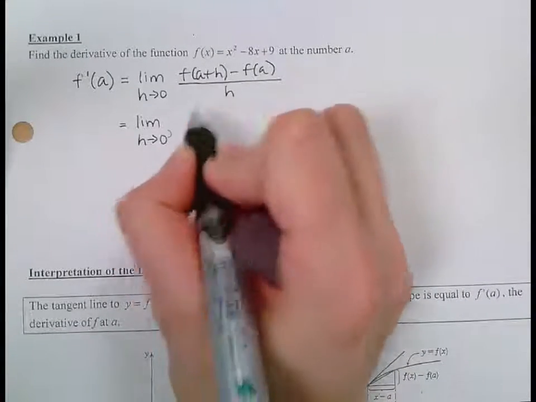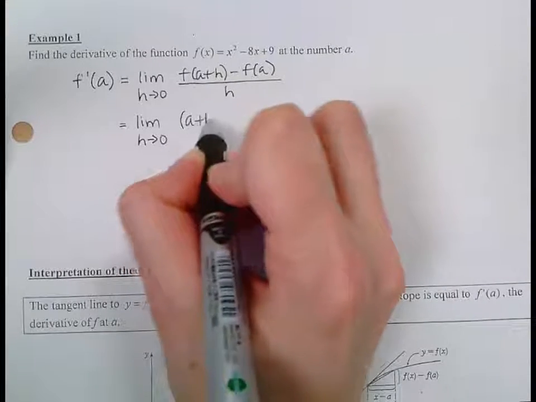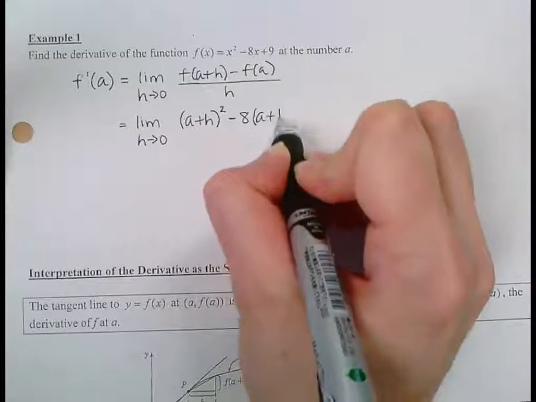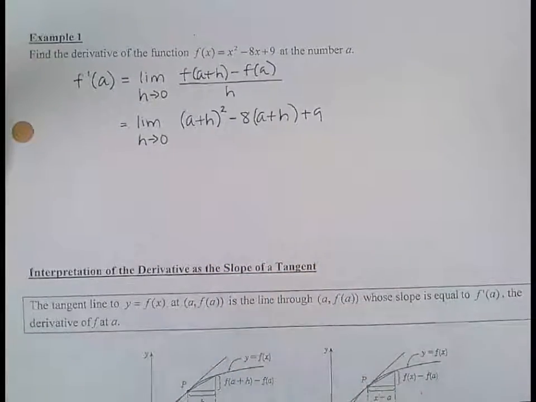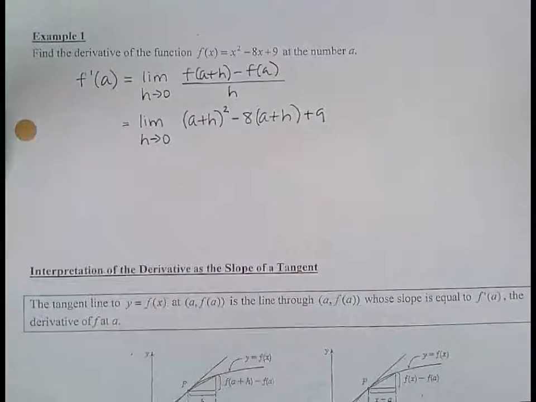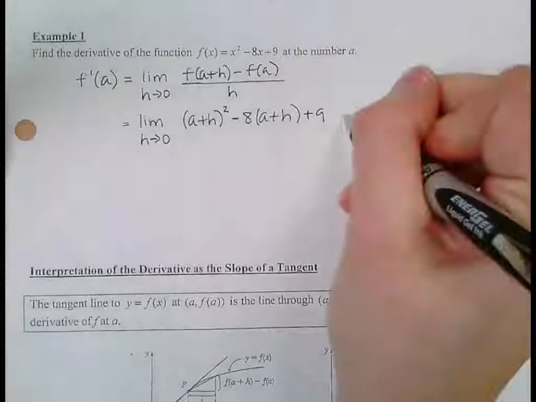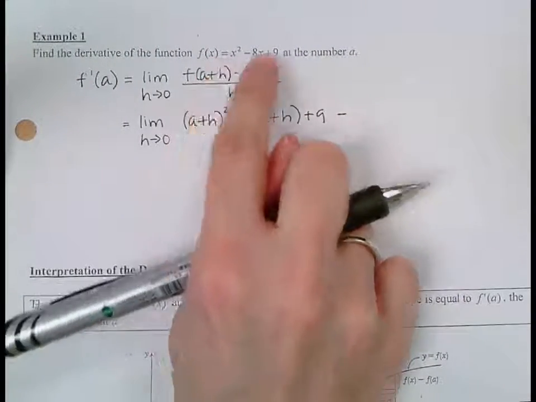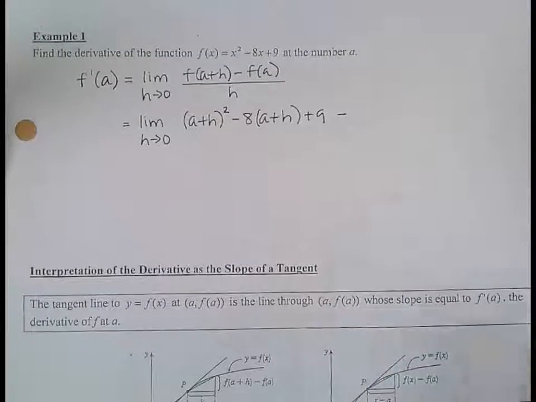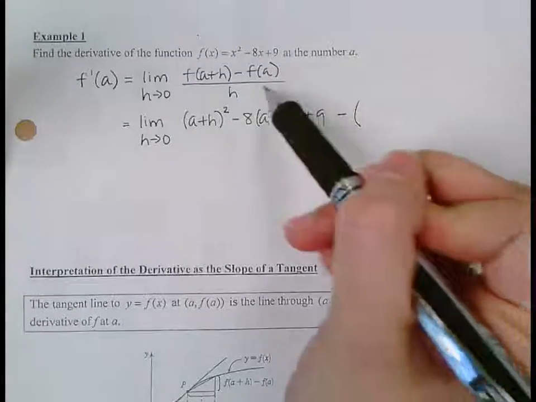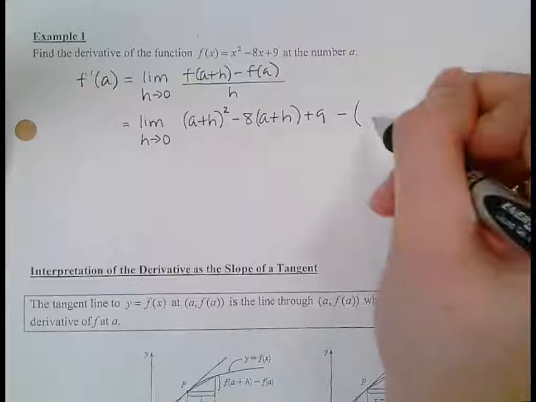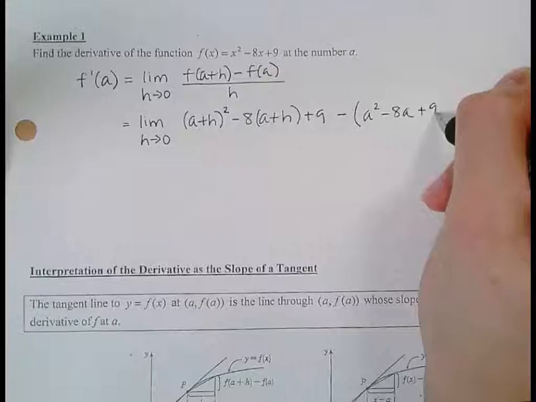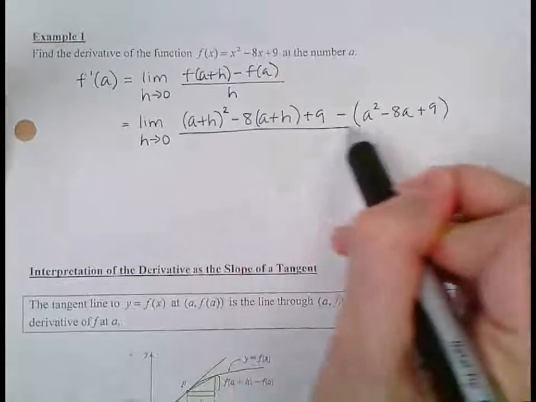So we have, instead of x squared, it would be the quantity a plus h squared minus 8 times the quantity a plus h plus 9. So that whole thing would just be f of a plus h. And then minus f of a is your function evaluated, all of the x's are a's, and I'm going to put parentheses because I'm subtracting that entire quantity. So I'd be subtracting the quantity a squared minus 8a plus 9. And that's all over h.